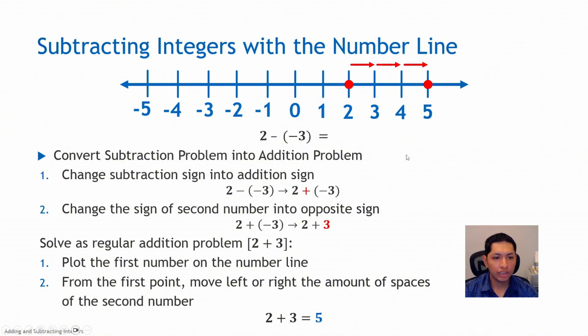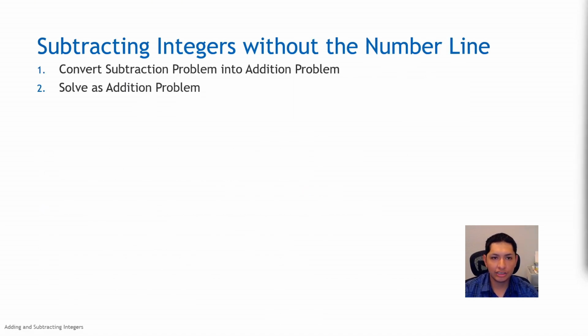As a summary, you're just going to turn it into an addition problem by doing these two conversions and then solve it as an addition problem. Just like adding integers, you need to be able to subtract integers without the number line. And just like using the number line, you are going to do the same thing. You are going to convert the subtraction problem into an addition problem and solve as an addition problem without the number line. So let's look at solving 5 minus negative 4.